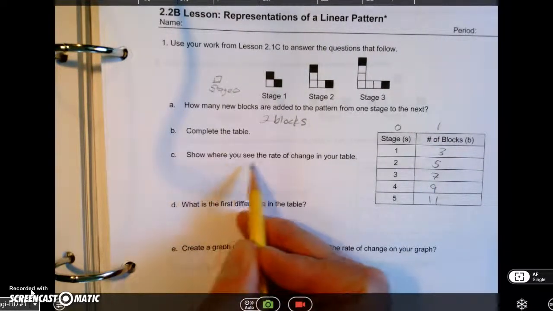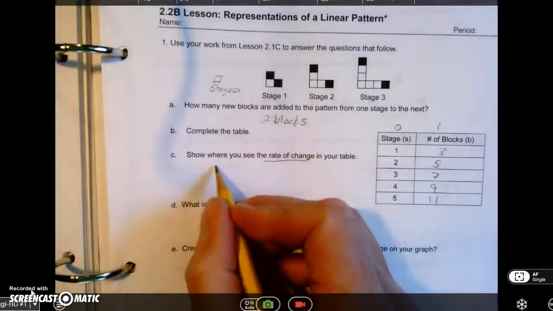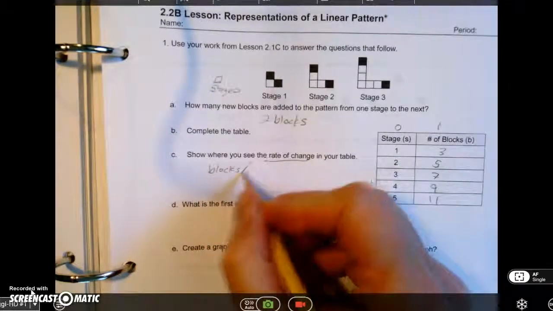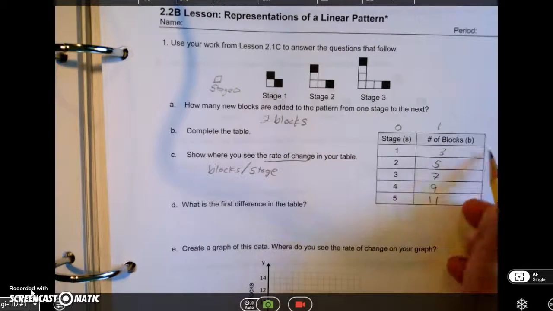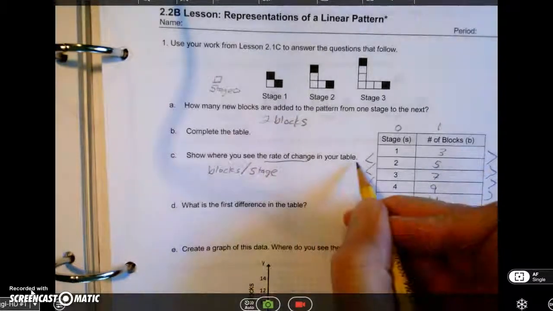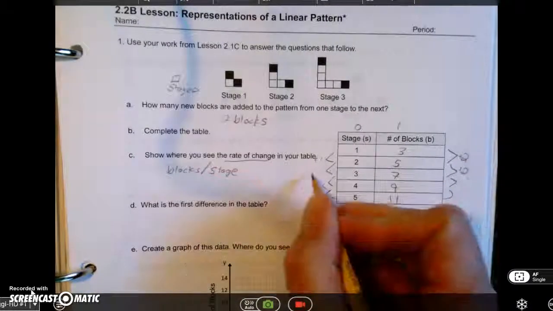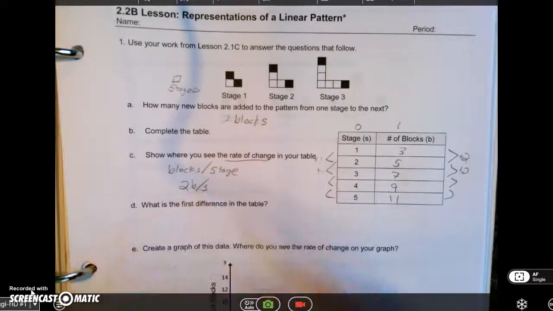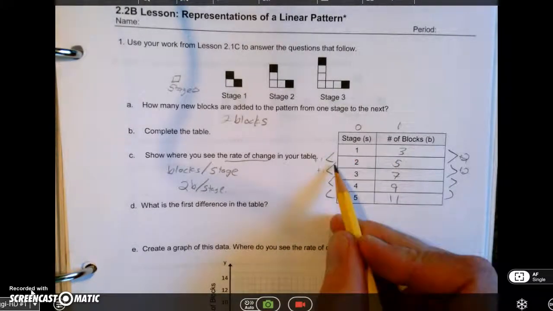So this is the question that is going to be the key to this whole section: where is the rate of change in your table? And the rate of change, guys, is how much the blocks change per stage. So it's blocks per stage. And what we see is that every time we go up by one stage, we go up by how many blocks? And I'm going to draw these little triangles here. So this goes up by 2 every time this goes up by 1. And the pattern is the same. This goes up by 2, this goes up by 1. So if I write it as blocks per stage, it's 2 blocks per stage. And this table is the difference of this to this over this to this.